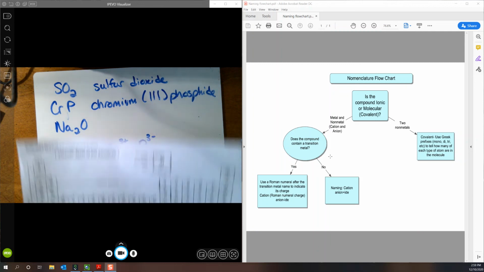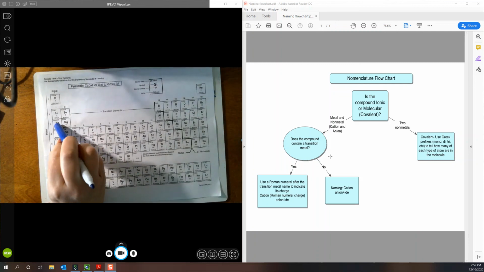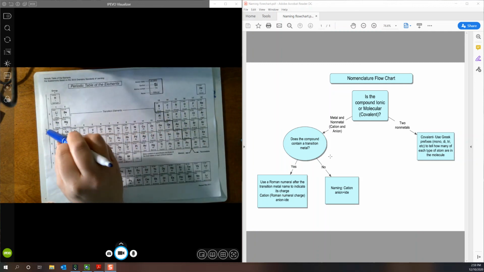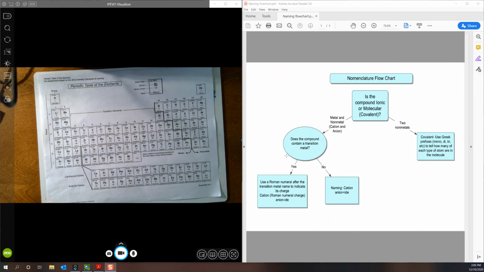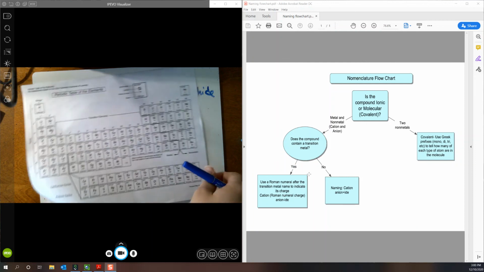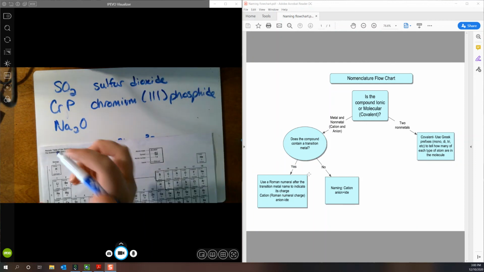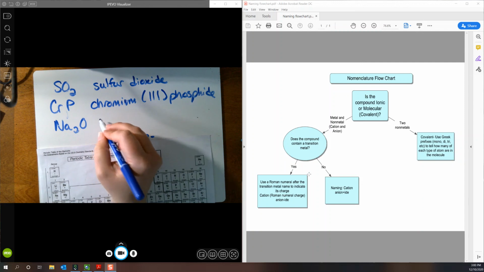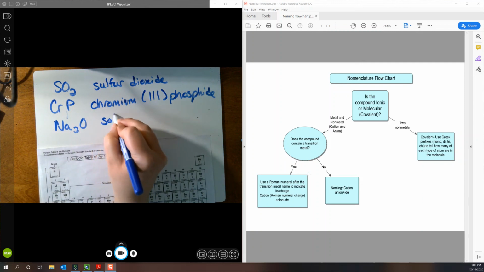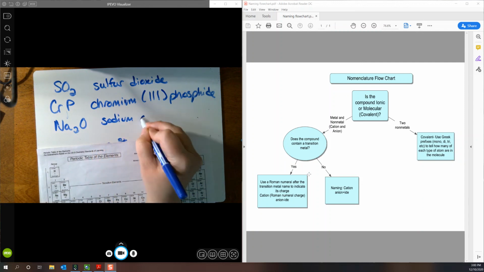The last one, sodium and oxygen. Sodium is here and oxygen is here. So we have a metal and a nonmetal, so it is ionic. Does it contain a transition metal? No. We know sodium is always +1. So when we write its name, we can just write sodium oxide.